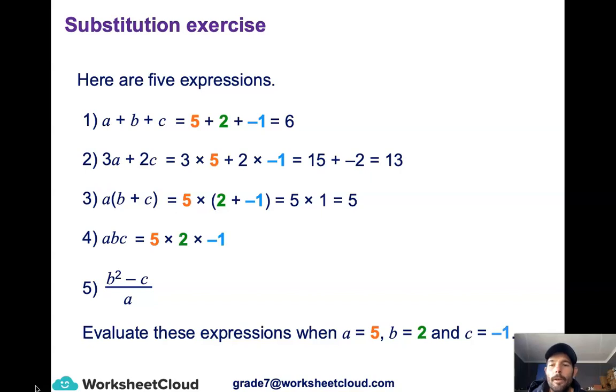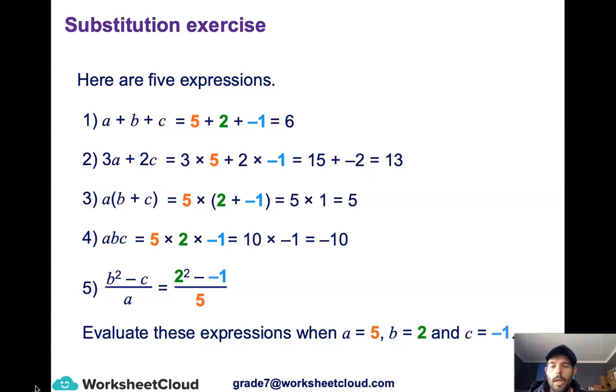Question 4, a times b times c. Remember, we can leave out the multiplication signs when we're dealing with the letters, but that becomes 5 times 2 times -1. 5 times 2 is positive 10, then positive 10 times -1, it's a positive times a negative, so that becomes -10.